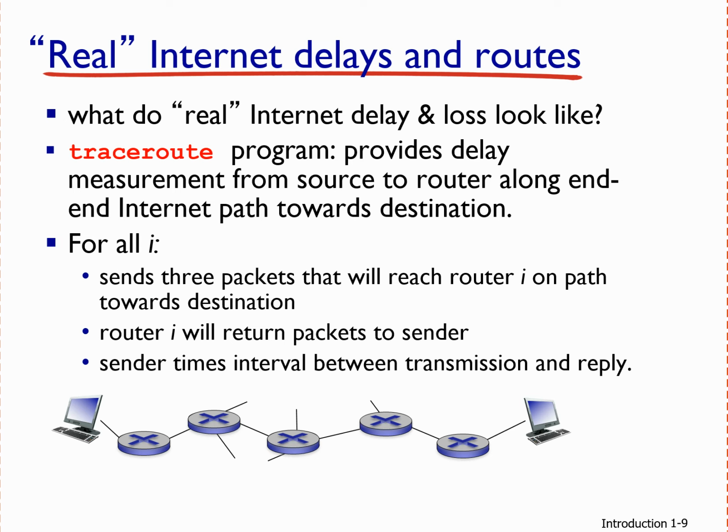Let's look at the internet delays and routers. There's a program called Traceroute. This program provides delay measurement from source to router along the end internet path toward the destination. As you know, a packet is being sent from source to destination, and along the path it might encounter a set of routers. The program can measure these delays by sending special packets from source to the router and measuring the time it takes.